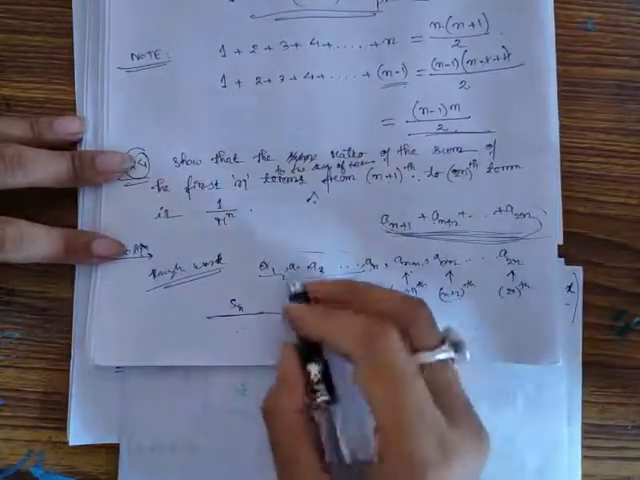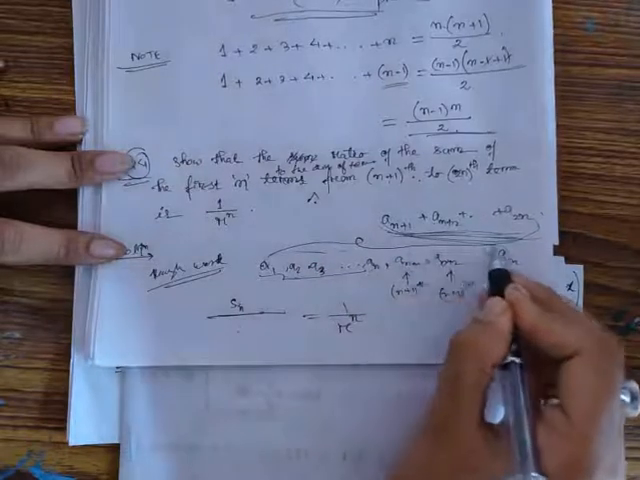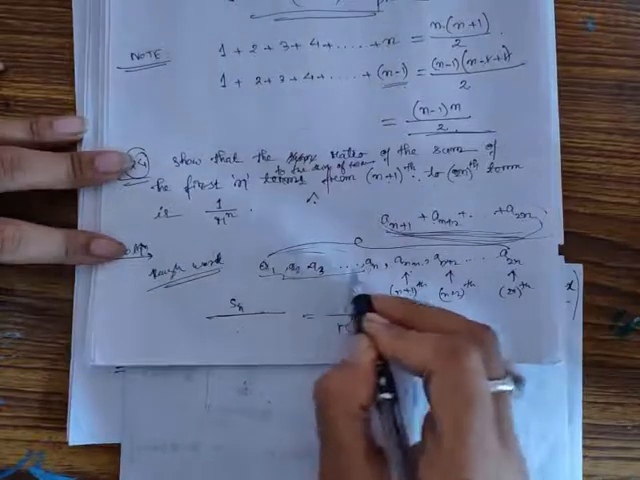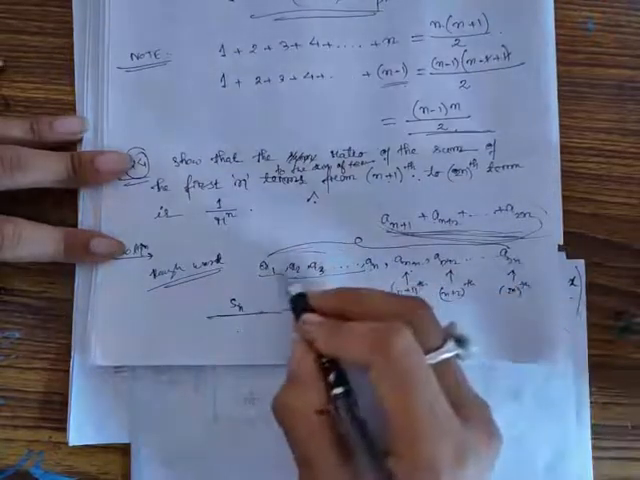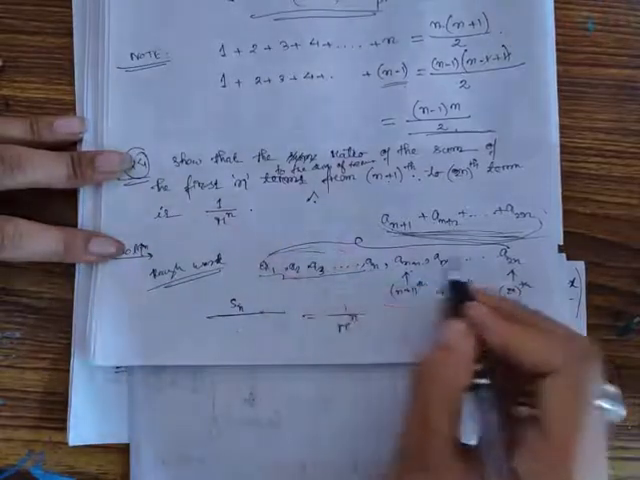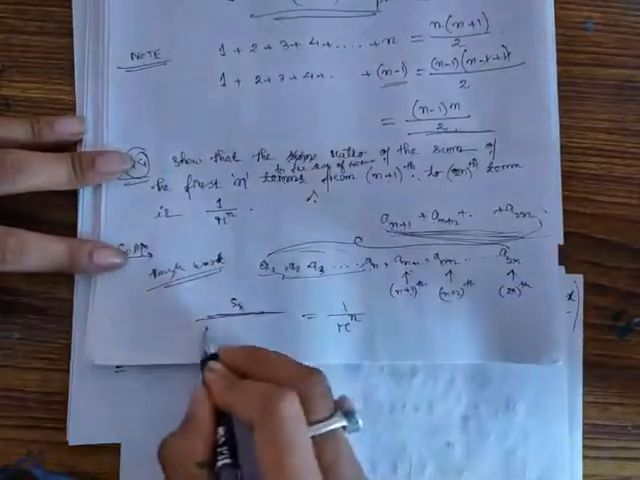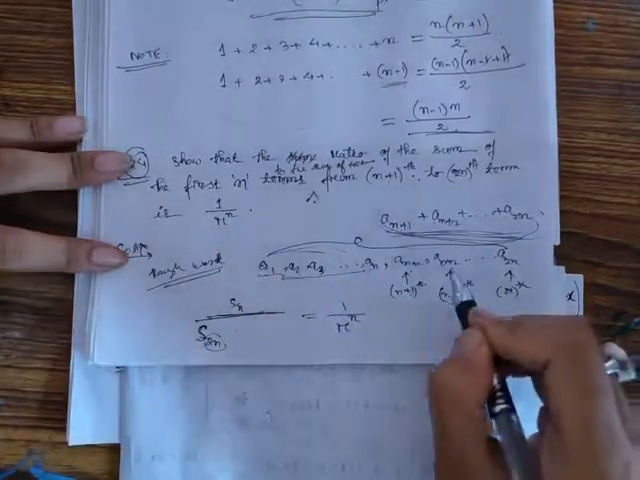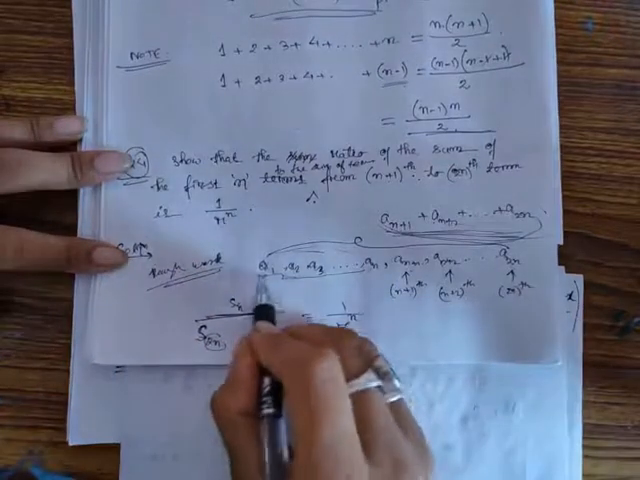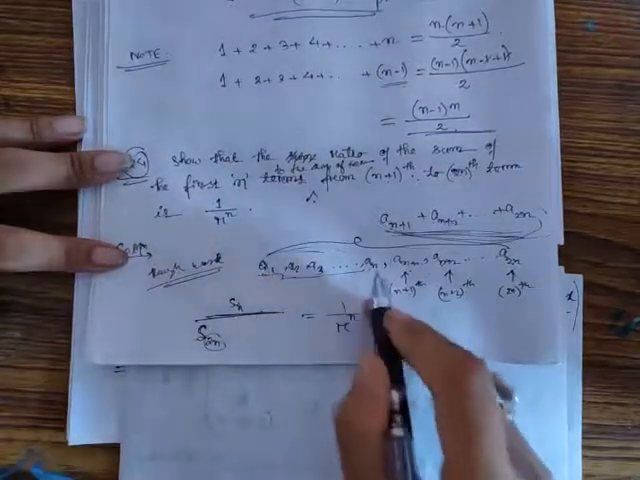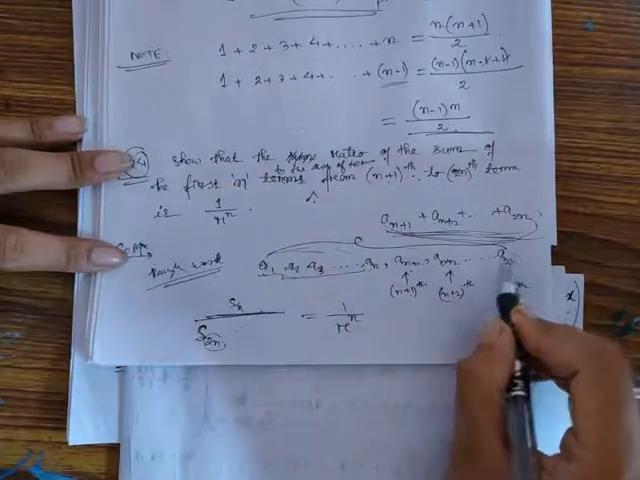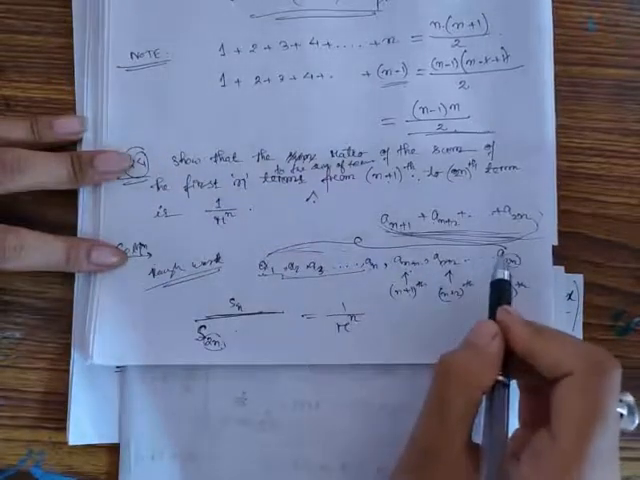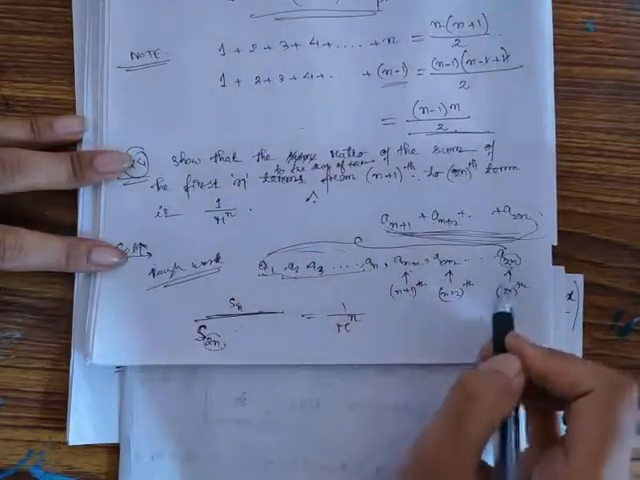We will first find the sum of the first 2n terms. That means a1 plus a2 plus a3 plus goes on to a2n. We add all the terms from a1 to a2n. So what will be its formula? S of 2n. Why do we take S of 2n? Because we are adding from the first term up to the 2n term. First term, second term, third term, going up to the 2n term. So S of 2n, the sum of the first 2n terms.